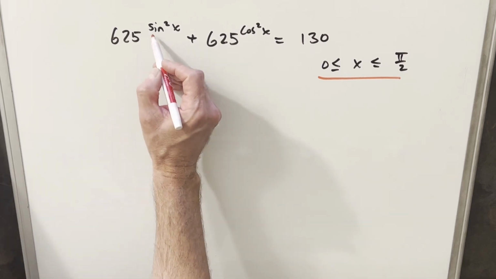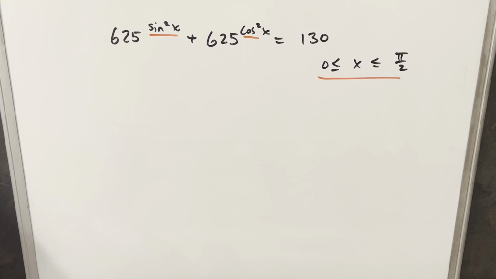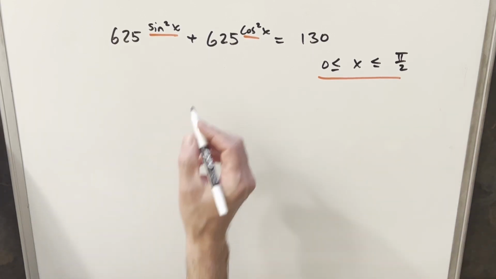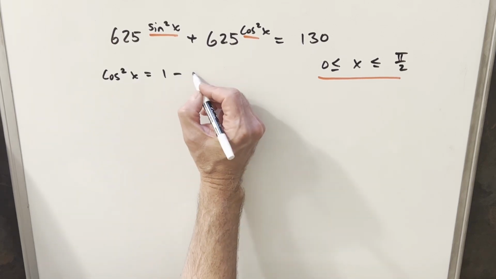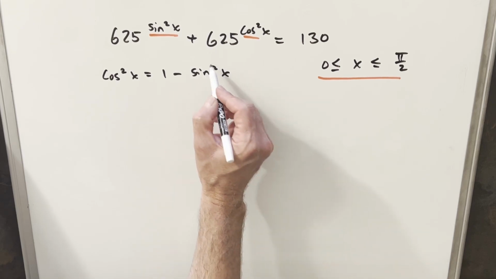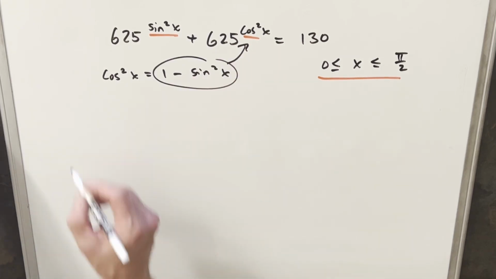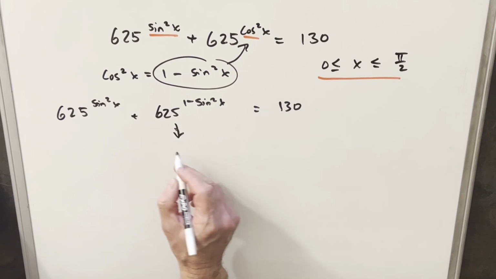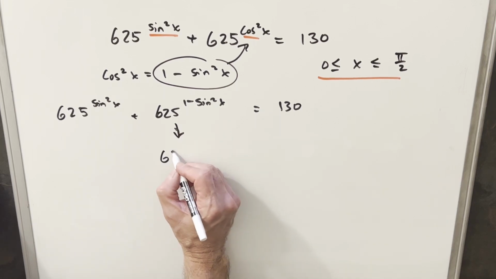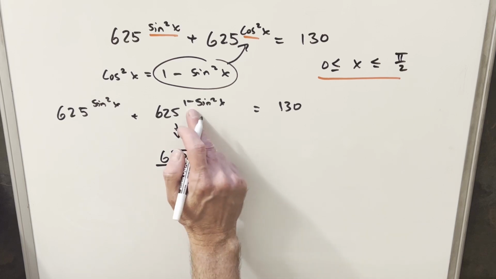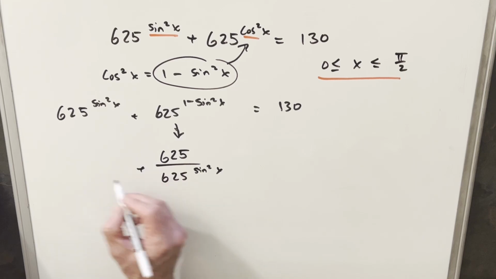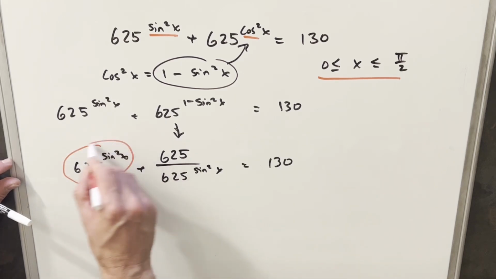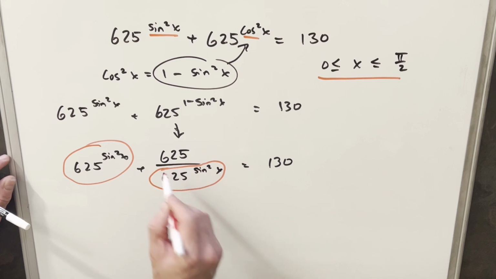Now, the first thing I notice is having trig functions in the exponent seems kind of tricky, but what I want to do is try to transform that. So I'm going to use this identity, cosine squared x equals 1 minus sine squared x, and use that to rewrite this exponent. Then, by exponent properties, I'm going to rewrite this term as 625 over 625 sine squared x in the denominator, because we have the minus sign. Doing it this way, we have this term in common: 625 sine squared x.